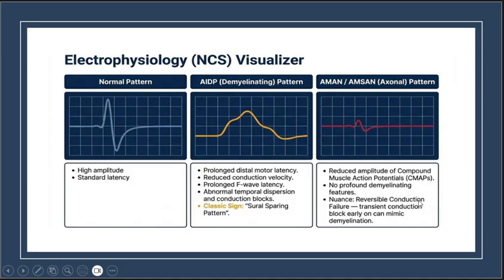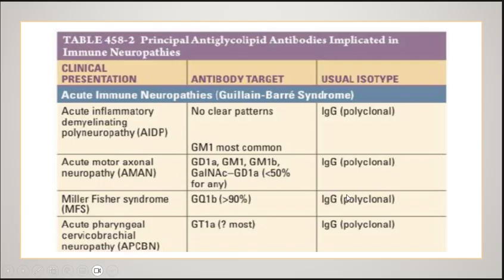whereas in AMAN or AMSAN, where axonal injury is present, the amplitude is small, but latency can be normal. The autoantibodies which are usually seen in AIDP are GM1, which is the most common, whereas in AMAN it is GD1a, GM1, GM1b, and in the Miller-Fisher variant it is GQ1b, which is positive more than 90% of the time.